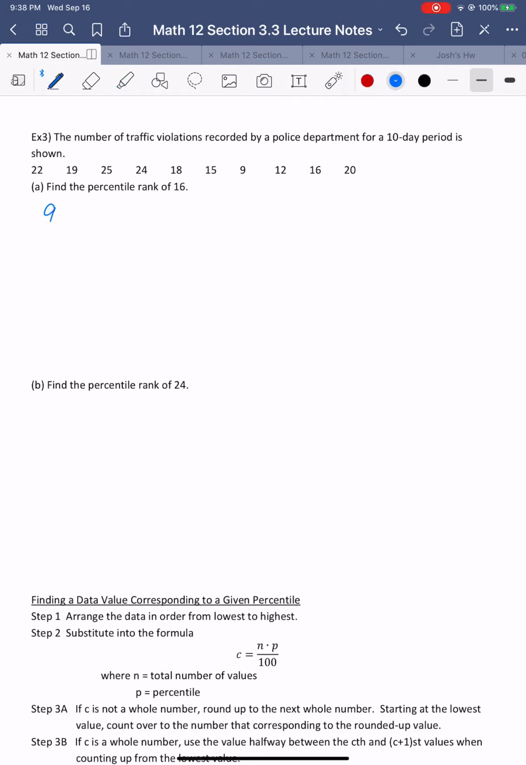So 9 is the smallest, and then 12, 15, 16, 18, 19, 20, 22, 24, and 25. Okay, so you need to put down the numbers in ascending order, and then we're going to find the percentile.